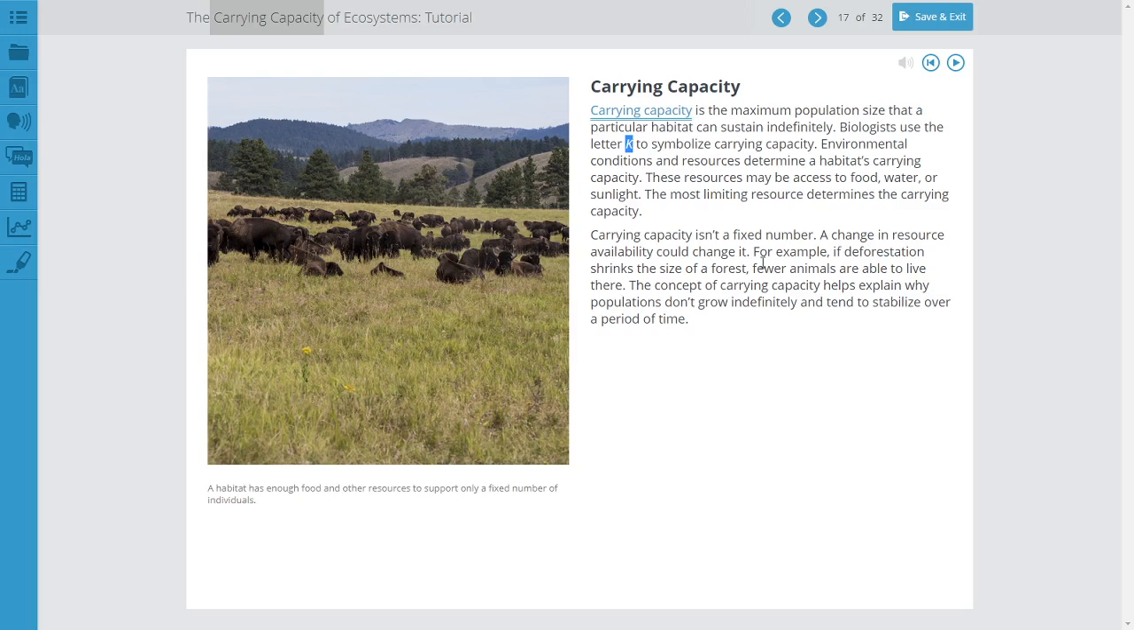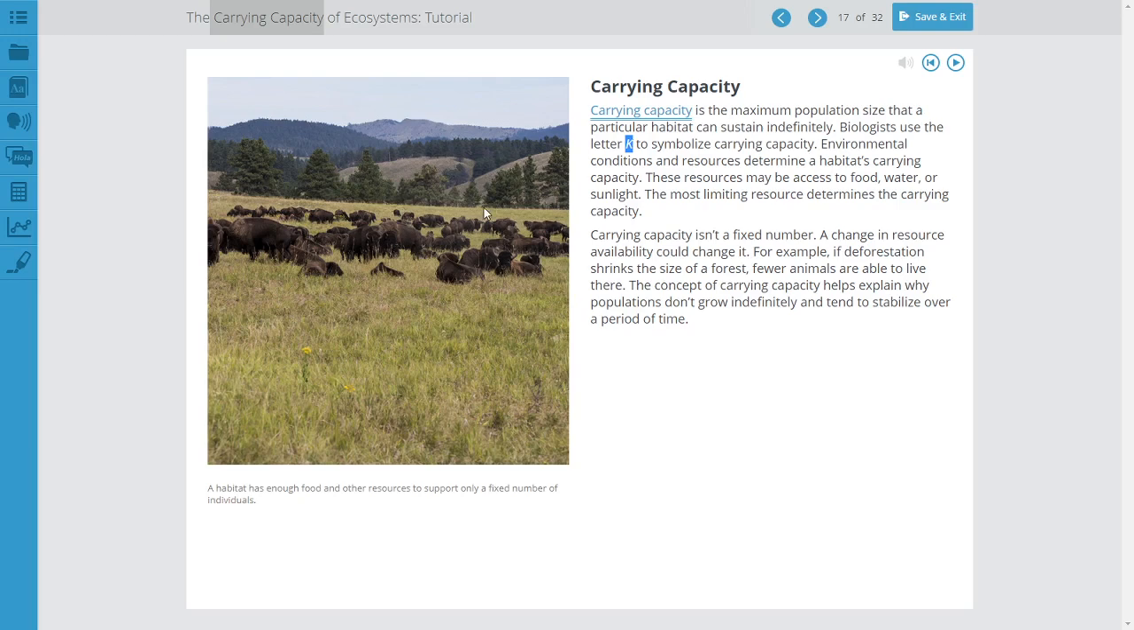And for example, something humans do, if we go in and chop down a large part of the forest, it shrinks the size of the forest, and therefore fewer animals are able to live there. That's temporary, though, because if we leave it alone and the forest comes back, then that number goes back up. The concept of carrying capacity explains why populations don't grow indefinitely, but tend to stabilize over time.